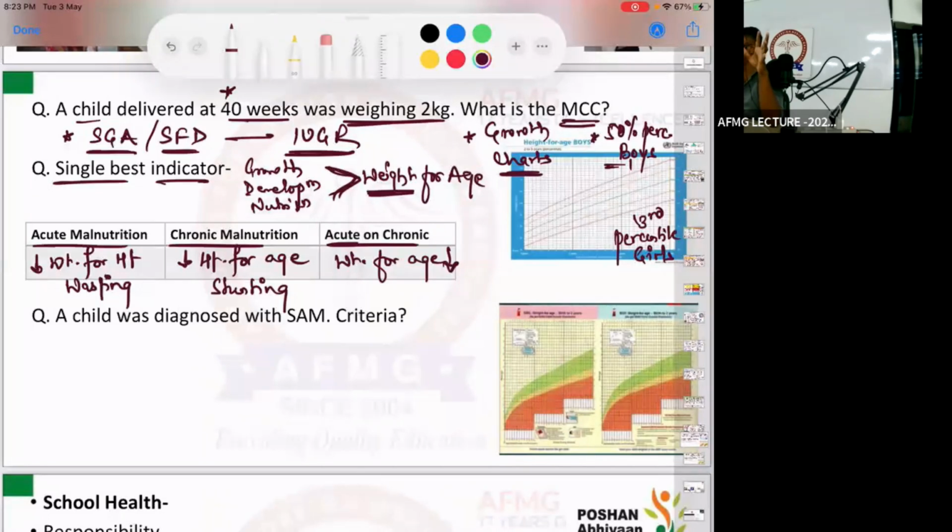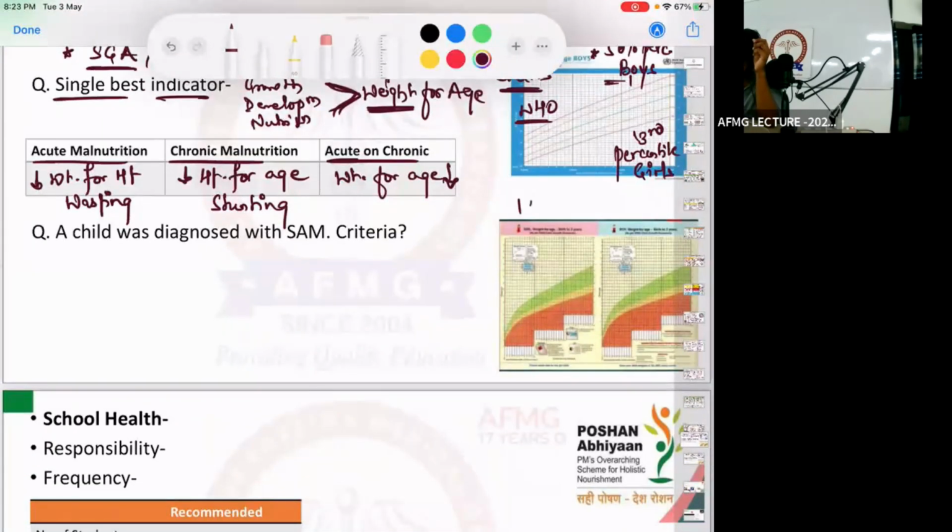So we have blue charts for boys, pink charts for girls, and these are the WHO growth charts. You will see just the lines, okay? So between the lines you need to see. Whereas if I look at these types of growth charts, again blue and pink for boys and girls respectively.